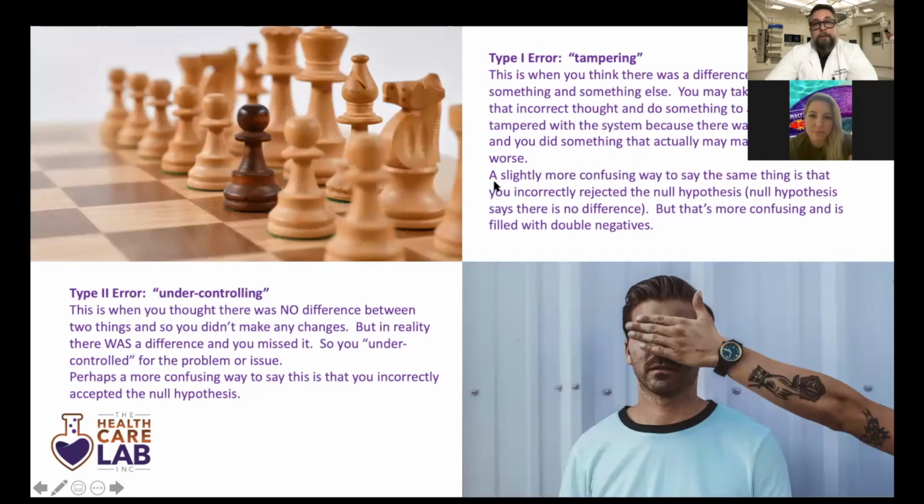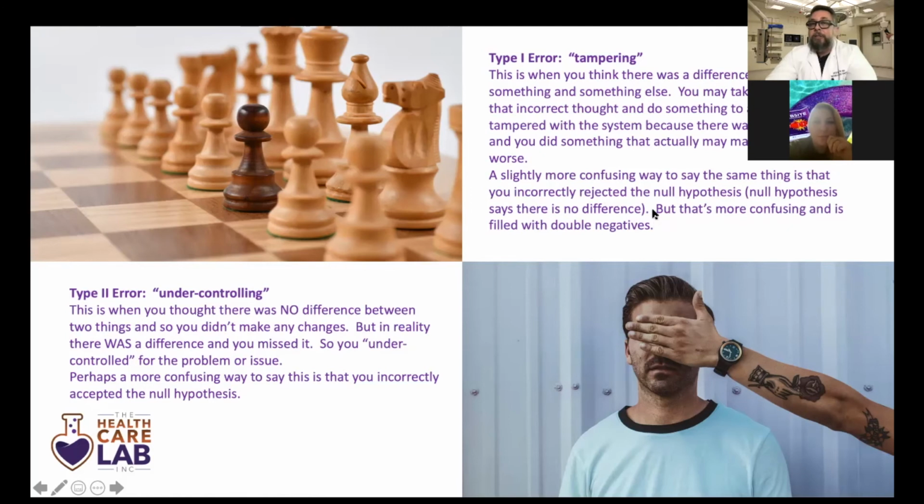A much more confusing way to think of a type 1 error, but a way that it gets tested, is to say the same thing in a much more indirect way. And that is, you incorrectly rejected the null hypothesis. Again, the null hypothesis says there's no difference here. And if you reject the null hypothesis, but you should have accepted it, there was no difference.